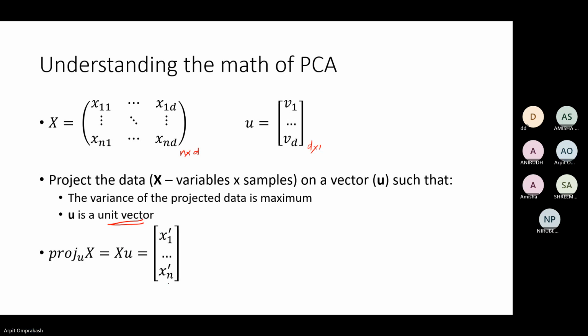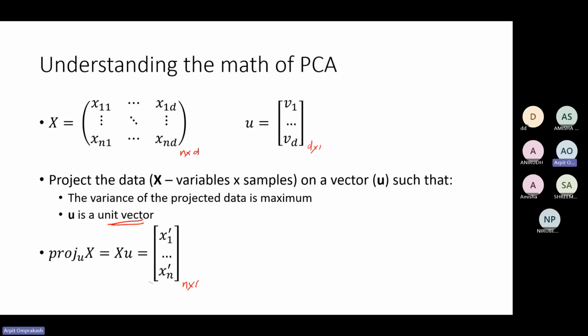It will be a matrix of this form, n into 1, because we are multiplying these two. So we get x1 prime, x2 prime, and so on till xn prime, all the values. So we have reduced the d dimensions we had into just one dimension. We have collapsed everything into one dimension here, and each of the rows represents where our points fall in that dimension.